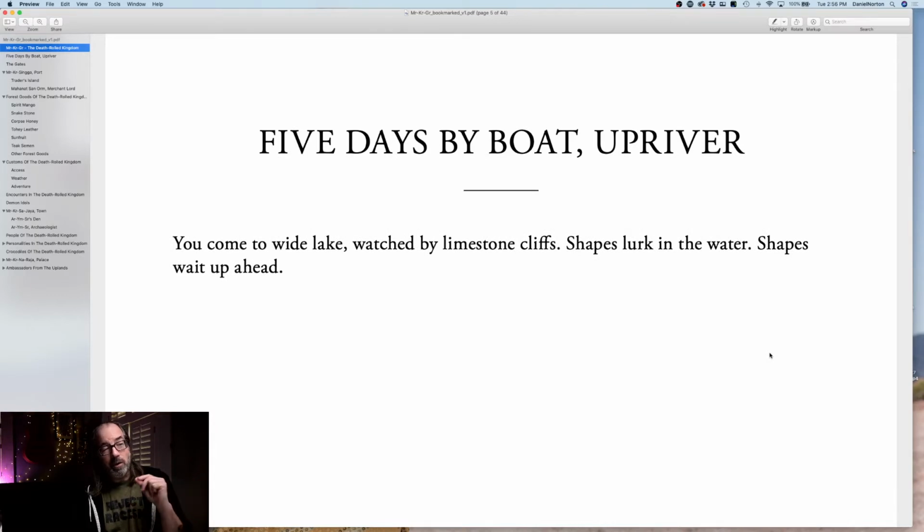5 days by boat upriver. You come to a wide lake, watched by limestone cliffs. Shapes lurk in the water. Shapes wait up ahead. Like, what the hell is that, right? I mean, this is kind of the idea, right?